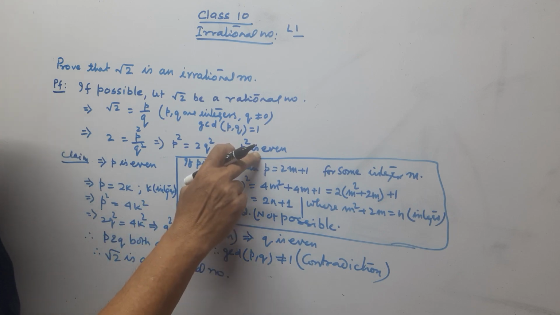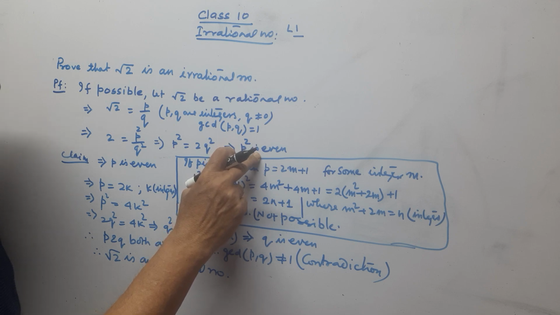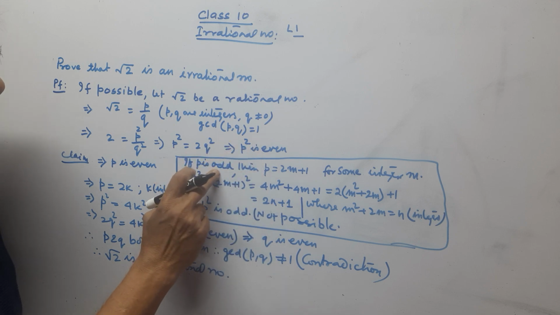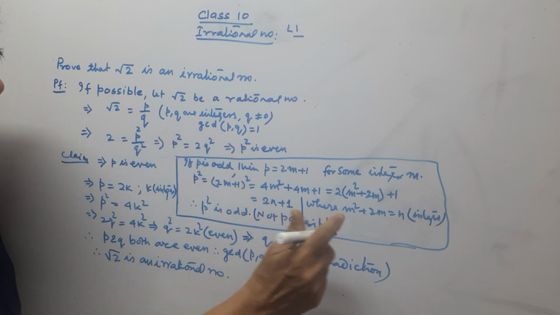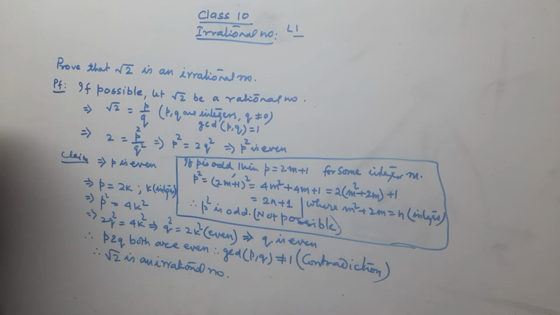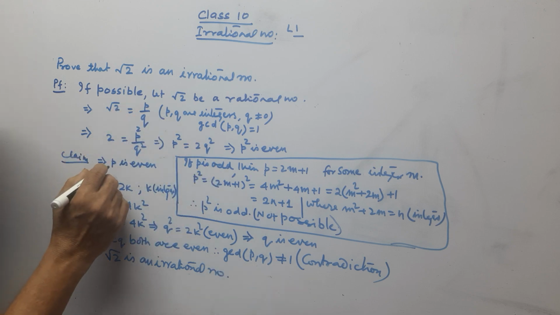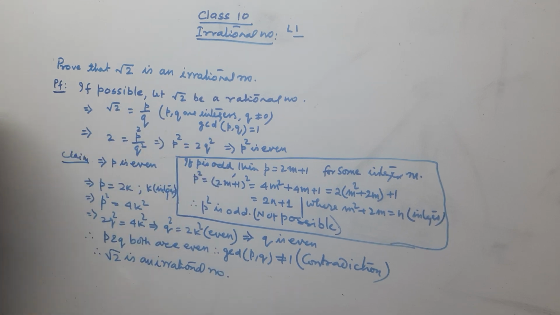But what is given here? P square is even. So this is not possible. P is odd is not possible. Clear? That is why it is surely that p is even.